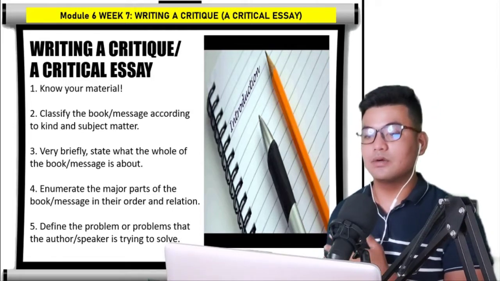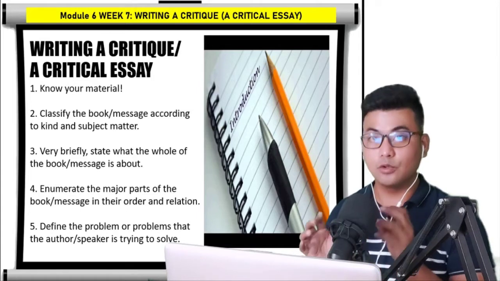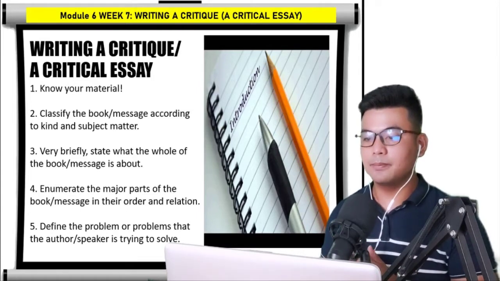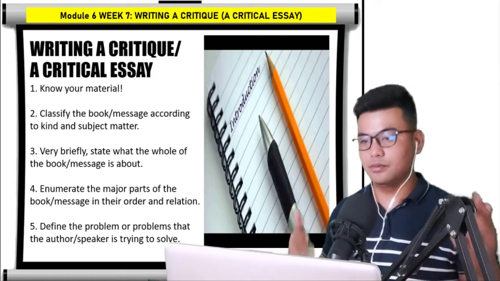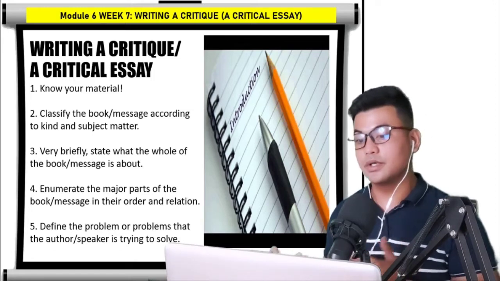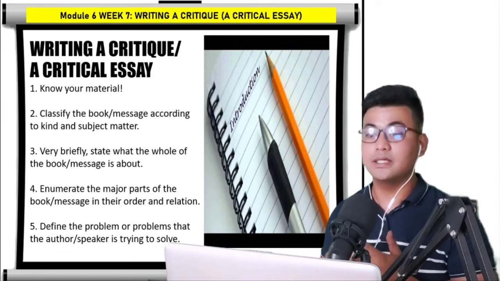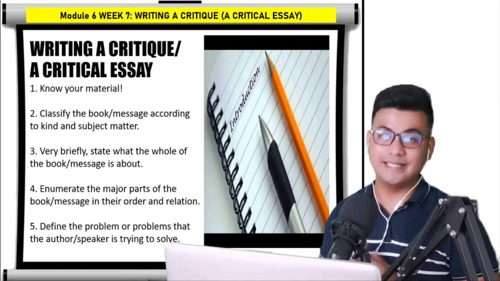Tragedy, at kung ano pa. So classify first the book. Ano ba ito? Okay? Ano bang patungkol saan ito? And verify briefly. Number 3, state what the whole of the book message is about. Okay, yung kabuuan. Enumerate the major parts of the book, message in their order and relation, and lastly, define the problem or problems that the author is trying to solve.